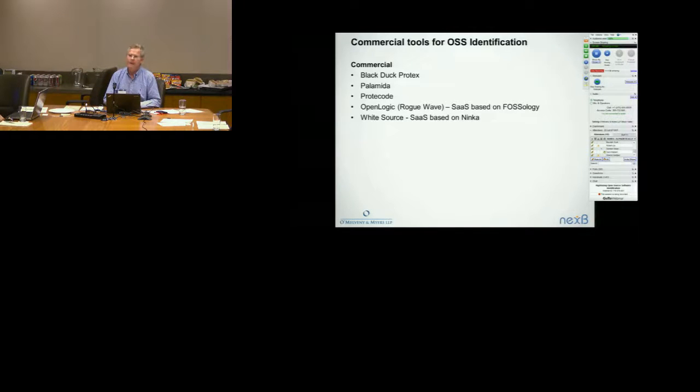WhiteSource only works on Java, is that right? Or I thought it had limited support. I think WhiteSource scanning is using Ninka. When it comes to matching, they seem to be primarily focused on Java, but I'm not entirely privy to how they work. They seem to be mostly looking at exact component match on Java, as far as I know.